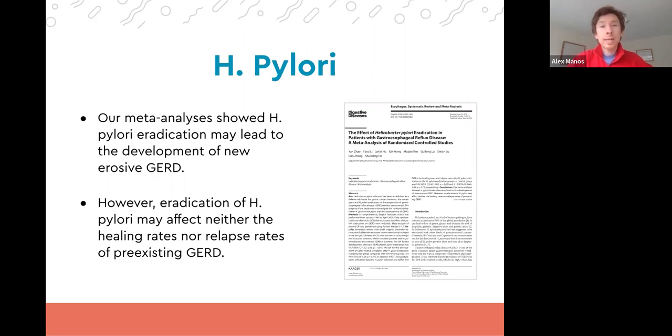And in this meta-analysis, it was shown that H. pylori eradication may actually lead to the development of new erosive GERD. Eradication of H. pylori may affect neither the healing rates nor the relapse rates of pre-existing GERD. So it feels like things are changing in regards to H. pylori and the relationship between it and gastroesophageal reflux disease.